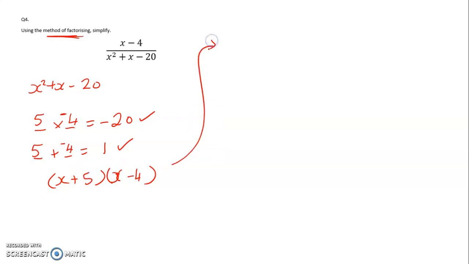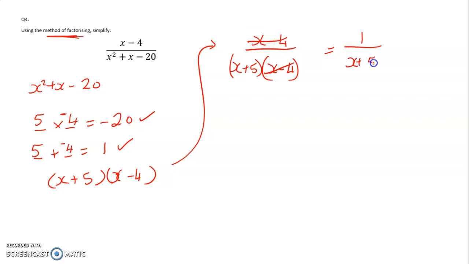So now I go back up here, x minus 4, and instead of my denominator, I'm going to use my brackets, my factorised form, x plus 5 by x minus 4. What can I cancel? That cancels with that, leaving me with 1. So remember, x minus 4 divided by x minus 4 is 1, over x plus 5. And that is your final answer then.